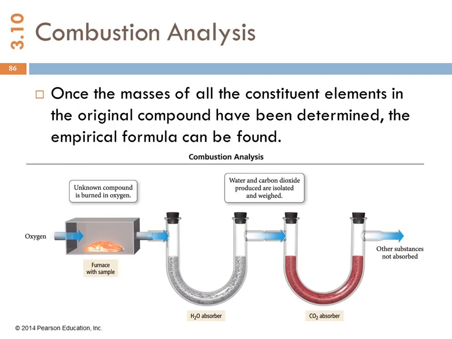Here's an example of a setup. So here we have a furnace and we have a supply of oxygen. We place a known mass of unknown compound into this furnace and burn it, and the fumes are passed through a series of tubes. This first one is going to absorb the water. We weigh the tube before and after. The difference in mass gives us the amount of water that was given off from this combustion reaction. And then the fumes are also passed through a carbon dioxide absorber. The increase in mass of this tube corresponds to the mass of carbon dioxide that was produced.